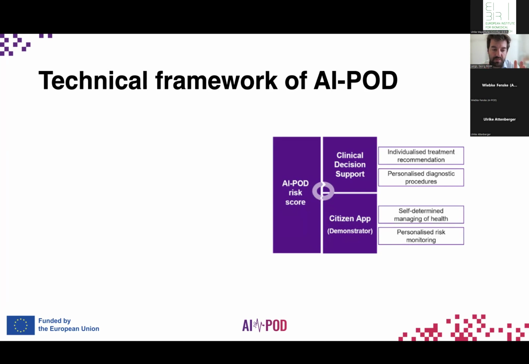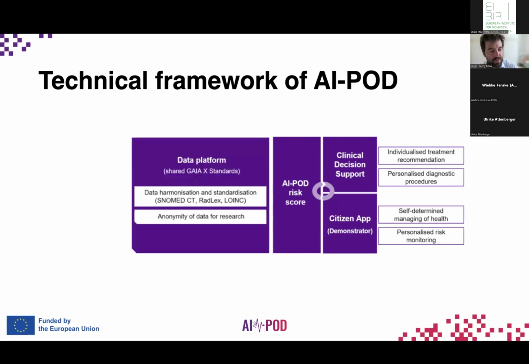Clinical decision support is meant for an assessment of the patient status, of the risk profile of a patient by a clinician based on the data that we know about the patient. The Citizen app is meant to inform the patient himself or herself, but also to collect data about dietary information, but also about activity, because the Citizen app is linked with a fitness tracker.